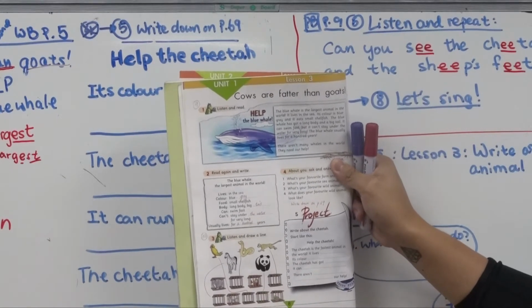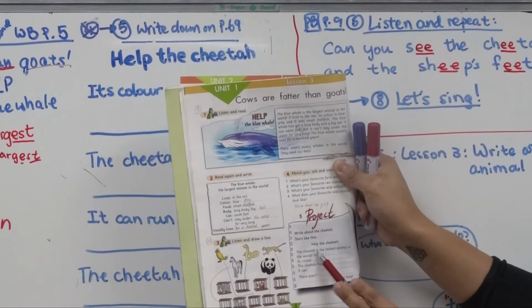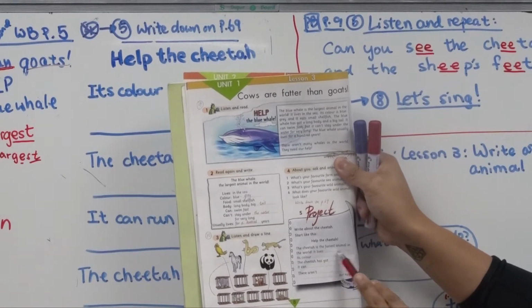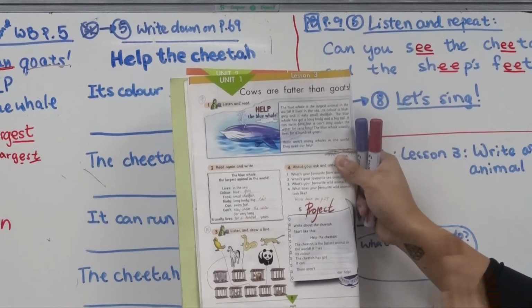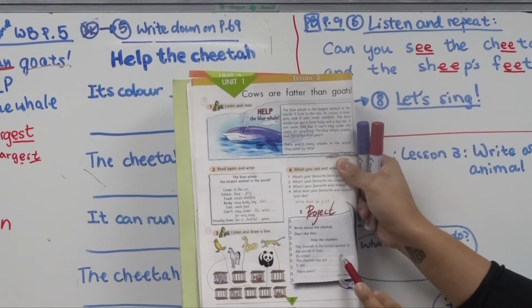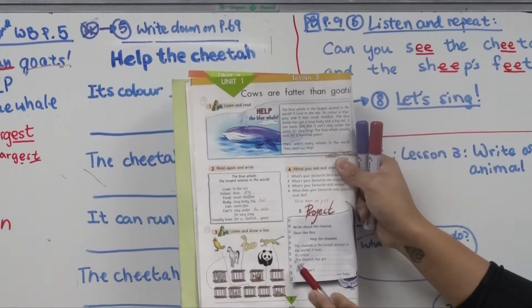Okay? So we have some parts already. The cheetah is the fastest animal in the world. It lives where? Its color is what and what do they eat? What can the cheetah do? What does the cheetah have? The body. And can we help them?